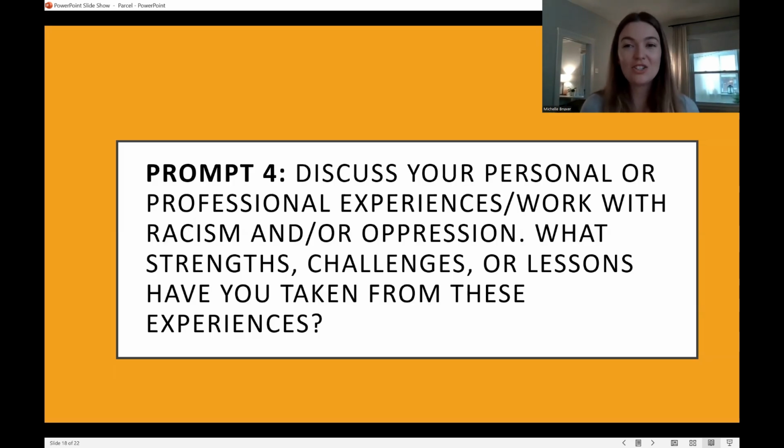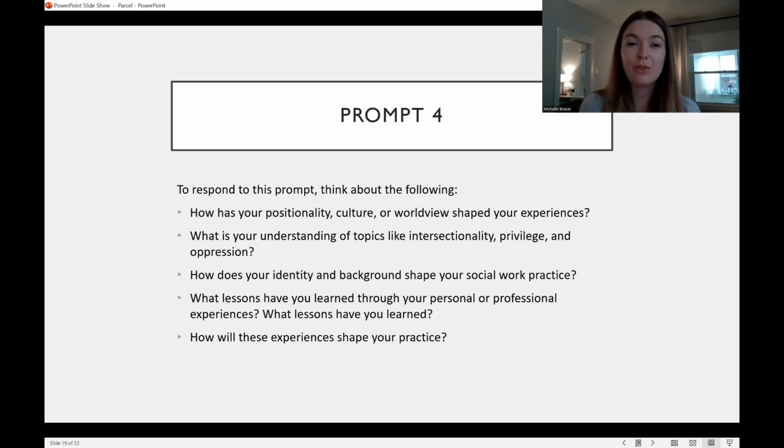Prompt 4, discuss your personal or professional experiences, work with racism and or oppression. What strengths, challenges, or lessons have you taken from these experiences? So the pursuit of social justice is a core value in social work. So social workers need to develop a really deep understanding of how racism and oppression shape human experiences and influence our work with communities. That's why they're asking this question, and it's so important for you to critically respond to this prompt. So to respond to this prompt, think about the following.